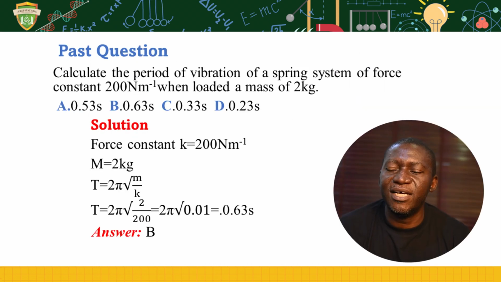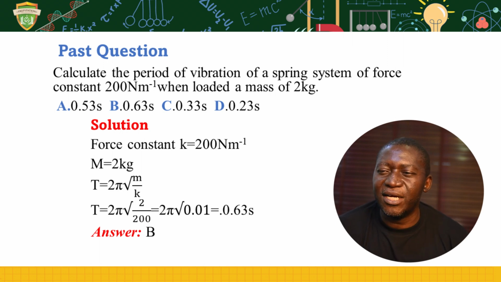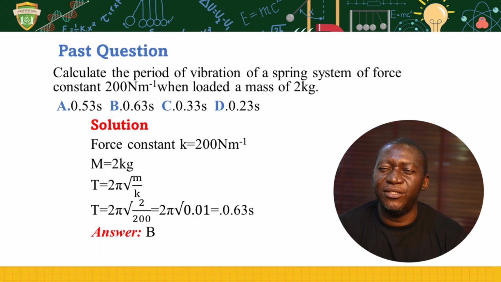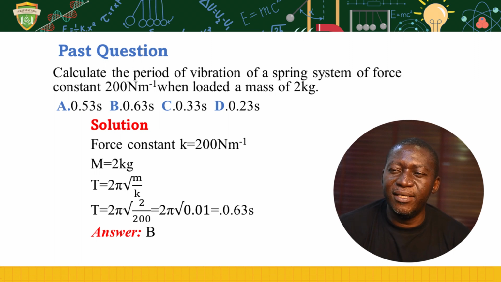Okay, so let's have another question. The question says: calculate the period of vibration of a spring system of force constant 200 newtons per meter when the loaded mass is 2 kilograms. The options there are 0.53 seconds, B 0.63 seconds, C 0.33 seconds, D 0.23 seconds.